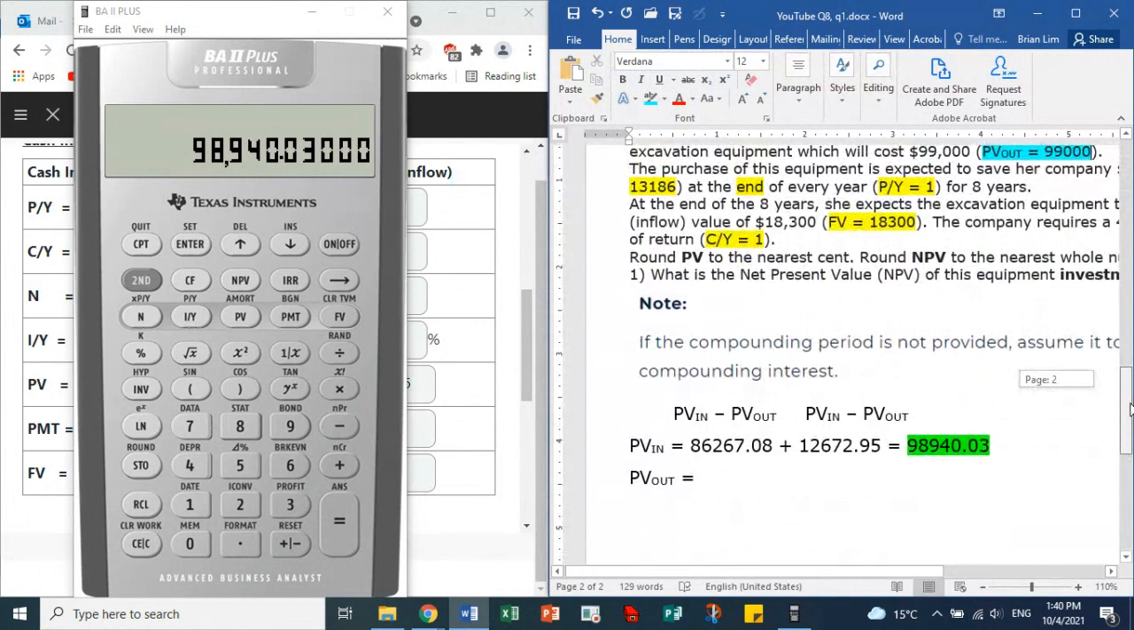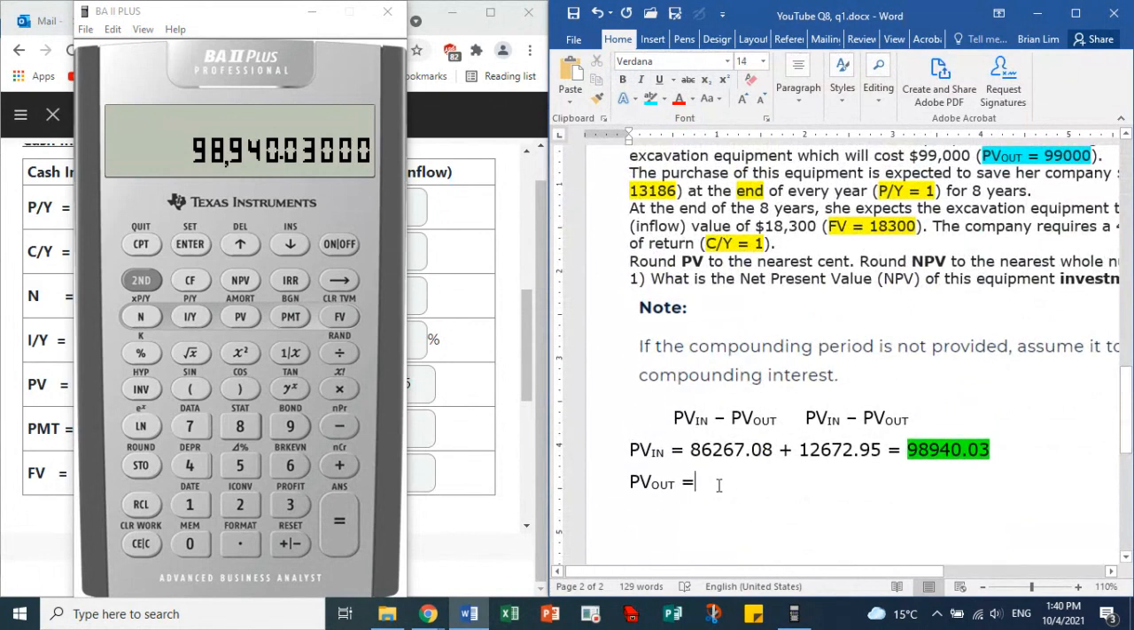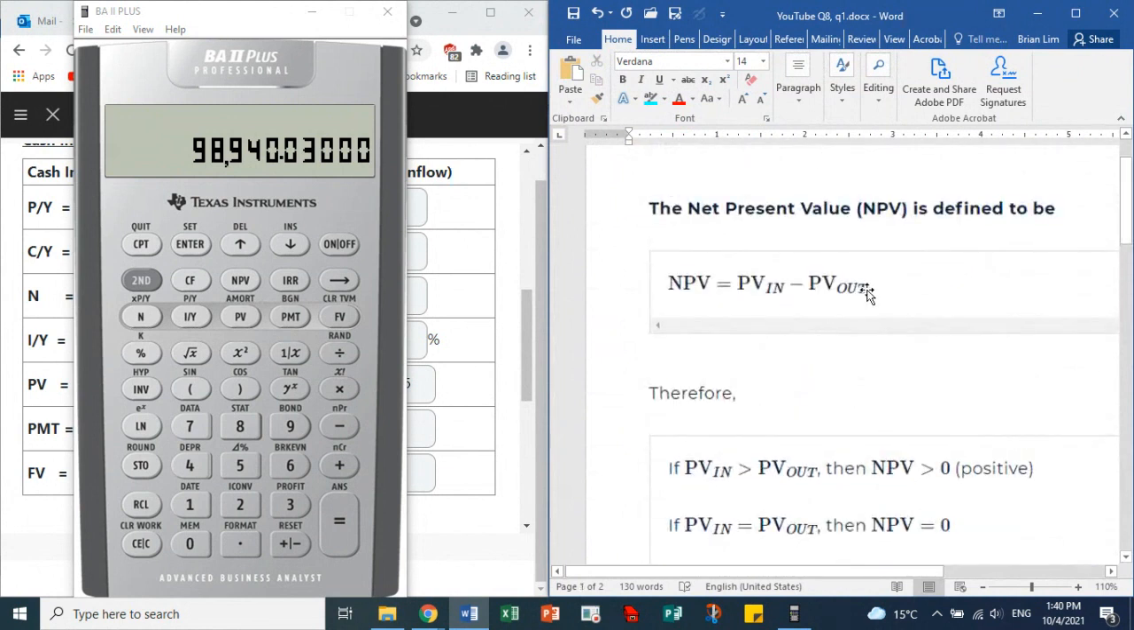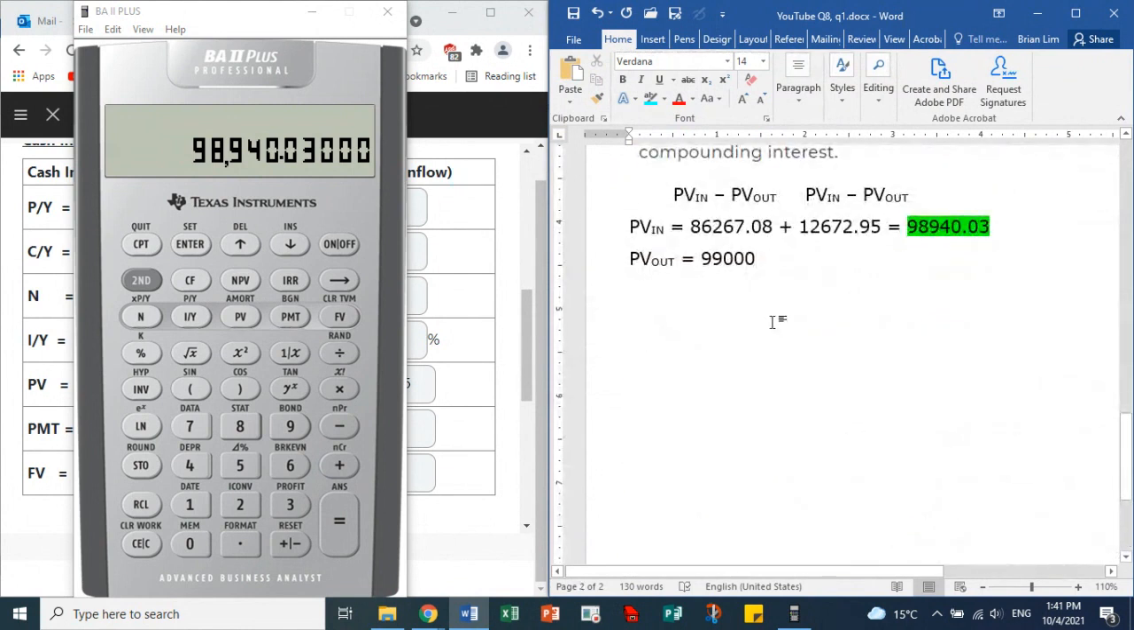Okay, so back to where we were. So PV out is 99000. Okay, so how do we get net present value? Well, let's go back up here. Net present value is PV in minus PV out. All right, so let's do that. We have the PV in, we have the PV out. So net present value is equal to what? Maybe we should put it in, PV in minus PV out.